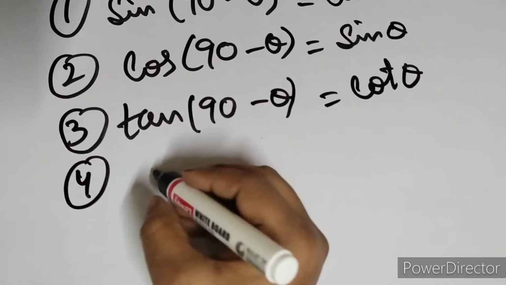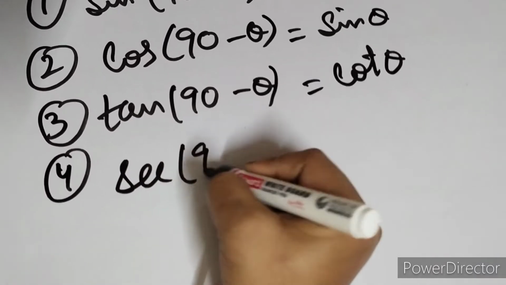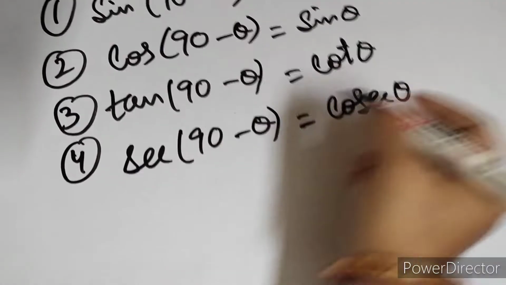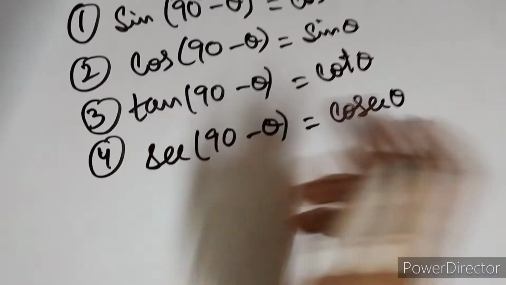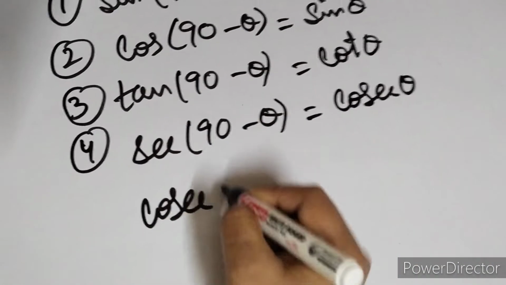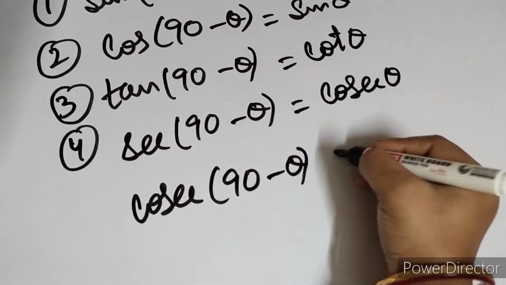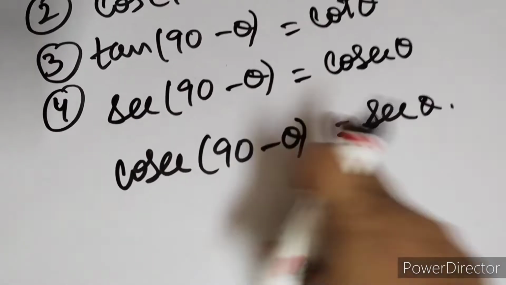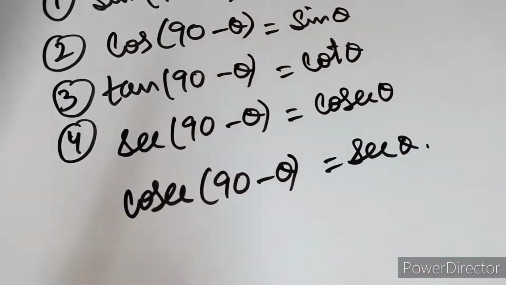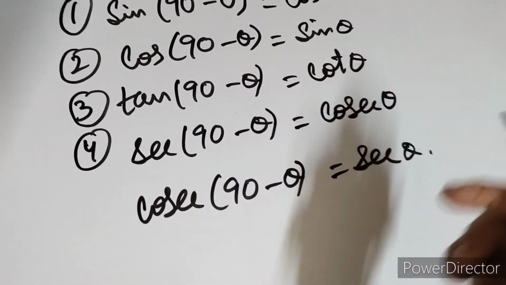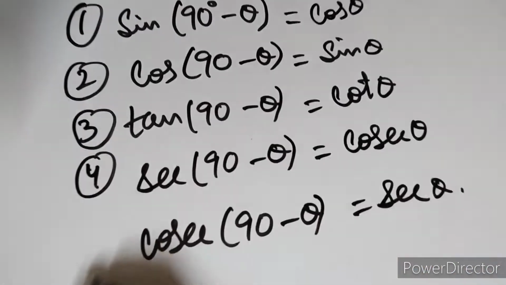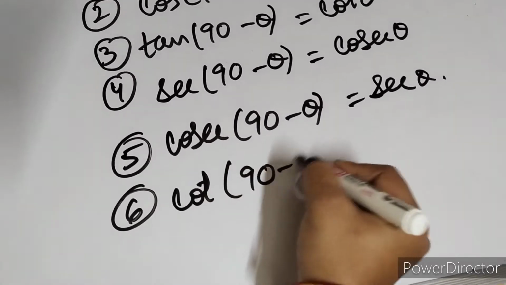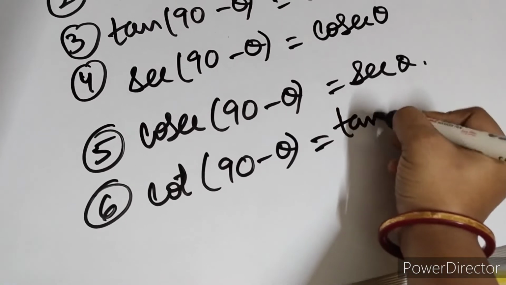Then sec 90 minus theta is cosec theta. And also the reverse is true, that is cosec 90 minus theta is sec theta. Cosec 90 minus theta is sec theta, sec 90 minus theta is cosec theta, tan 90 minus theta is cot theta, and cot 90 minus theta, another relation we can write, is tan theta.